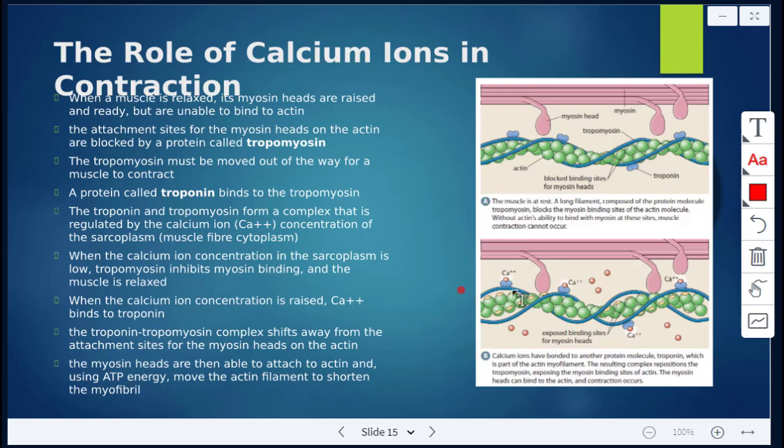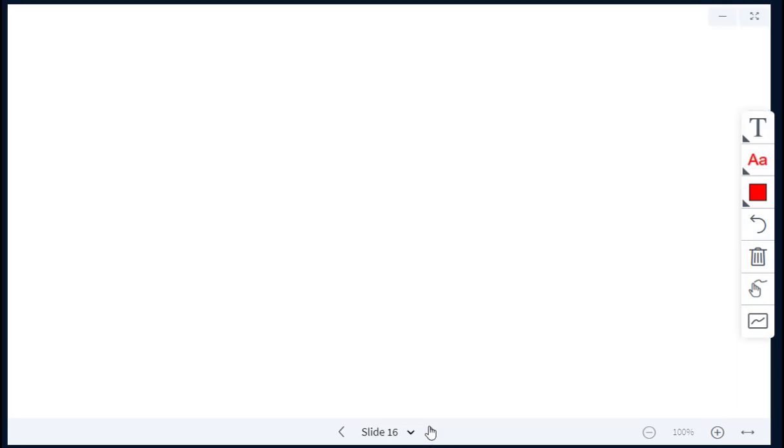So here we have those calcium ions, and they bond to another protein molecule called troponin, which is part of the actin myofilament. The resulting complex now will reposition the tropomyosin. It'll expose the myosin binding sites of actin, shown here, and now the myosin heads can bind to the actin and contraction can now occur. So calcium ions are very important and they have this role in muscle contraction.